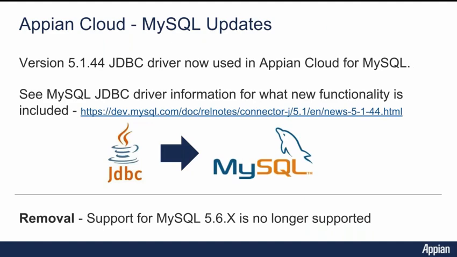And lastly, with Appian Cloud, we also have an update for the MySQL platform. The version 5.1.44 JDBC driver is now in use, so there are some minor feature updates. If you'd like to explore those, simply go to the link provided, dev.mysql.com, and you'll find the JDBC driver from MySQL 5.1.44. Also, we're removing support for MySQL 5.6.x. So if you're using that for either an on-premise or a cloud instance connectivity, we encourage you to upgrade that MySQL instance to a newer supported version.